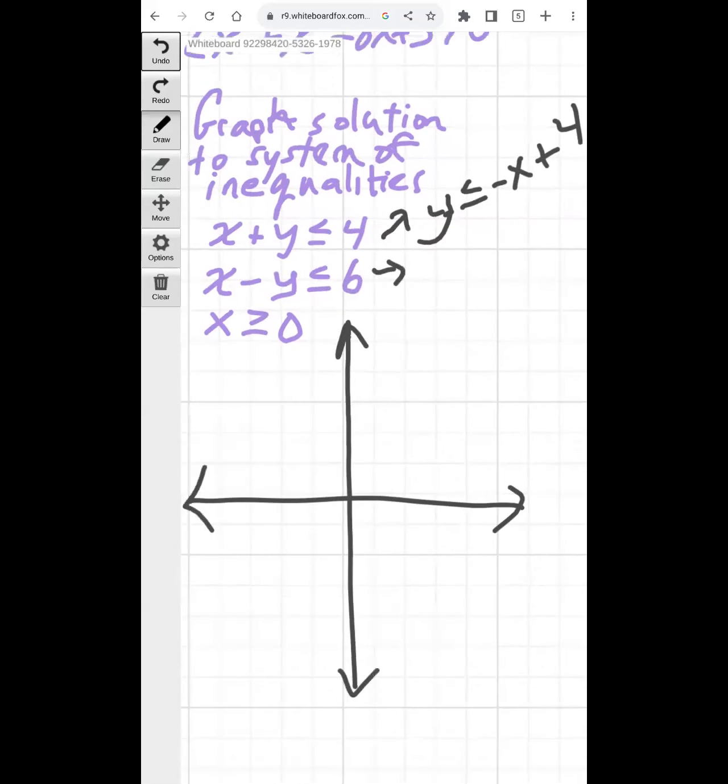So for this next one, I'm going to add y to both sides of the inequality. I'm going to do this in my head. I'm going to change it to y is greater than, then I'm going to subtract 6 from both sides of the equation. So I'm going to have negative x minus 6. And then for this final one, we don't need to do anything else for it.